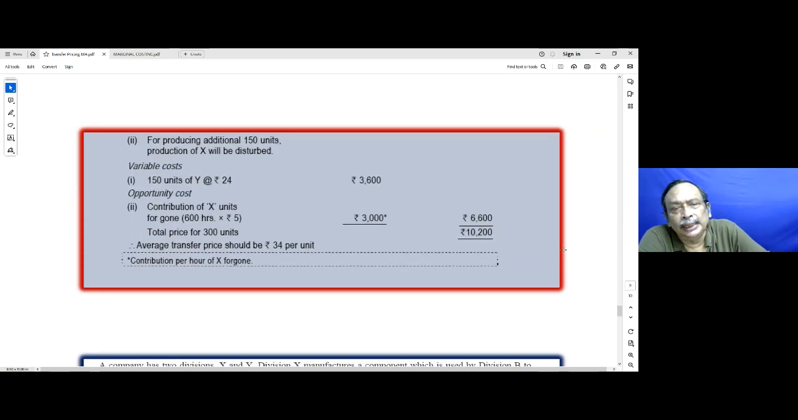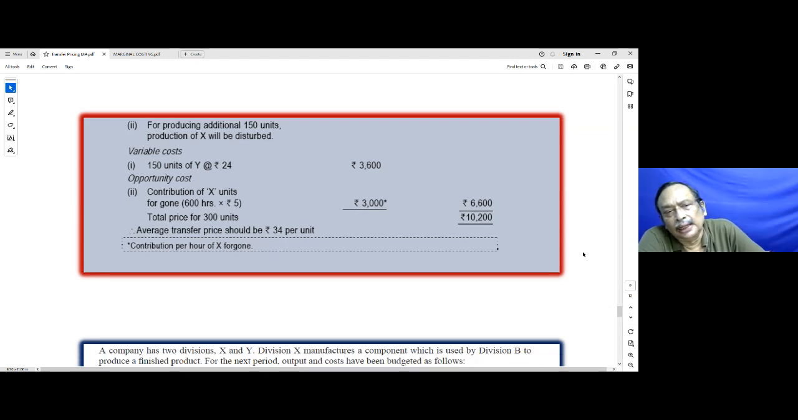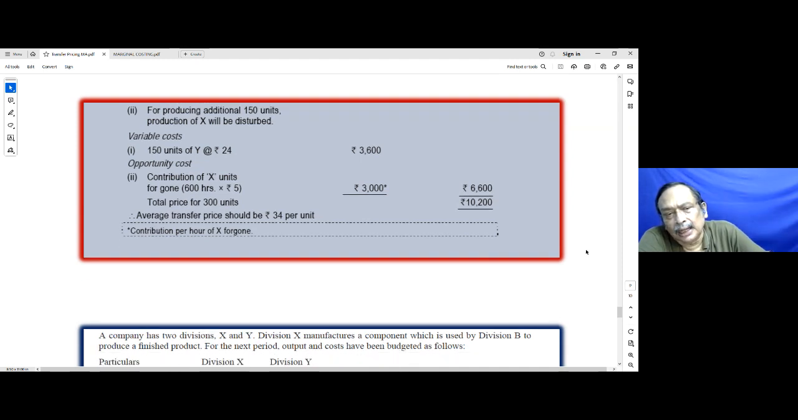So for producing additional 150 units, production of X will be disturbed. So 150 units of Y into rupees 24, that is 3,600, and opportunity cost, that is contribution of X units foregone, 600 hours into 5, that is 3,000, that is 6,600. So total price for 300 units, 10,200, and average transfer price should be rupees 34 per unit.